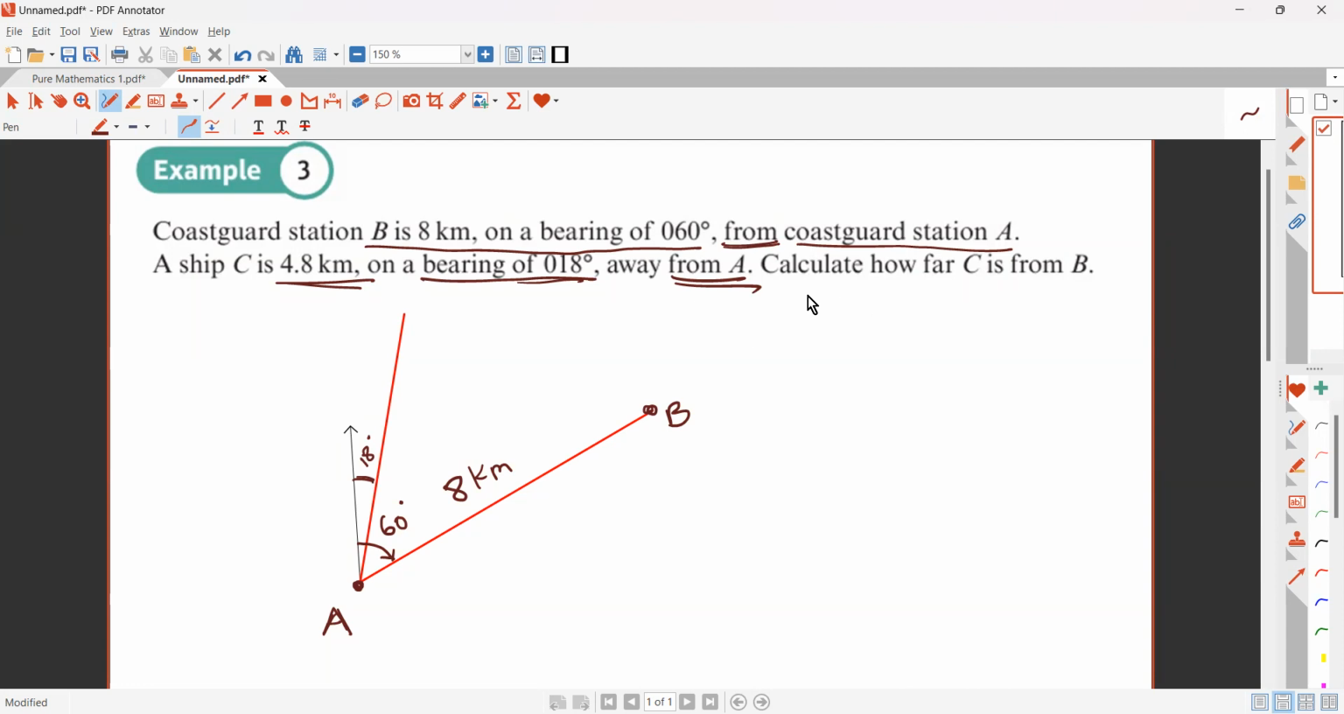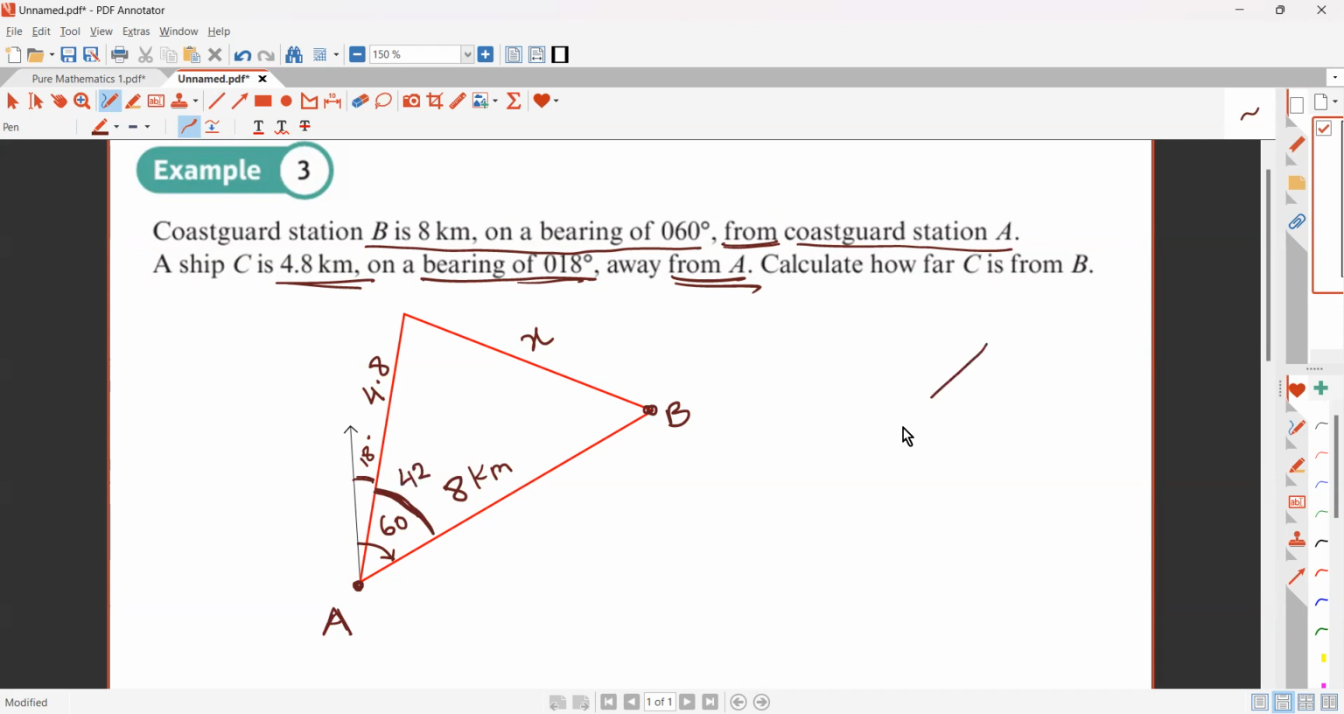Then calculate how far C is from B. Now, if you notice, this diagram becomes a triangle. One side is 8 kilometers and this is 4.8 kilometers. You know these two sides, but you don't know this side, so I'll just put an X over there. This is not 60 degrees. How much is this going to be? 60 minus 18. How much is that? 42. This is 42.